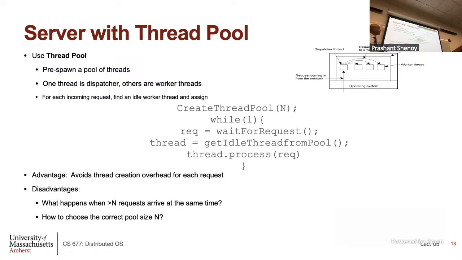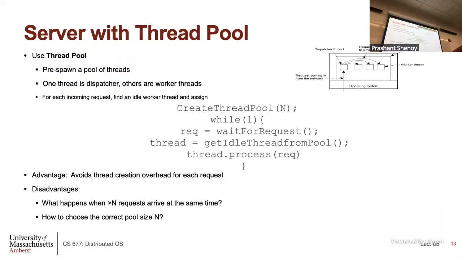All right. So one thread is the dispatcher. That was the same picture I showed you for the web server. So there's a dispatcher thread. The other threads are called worker threads. Worker threads are the ones that will be either idle or they will be assigned a request to be processed. So the advantage here: avoid overhead of thread creation and deletion. You only do it once.